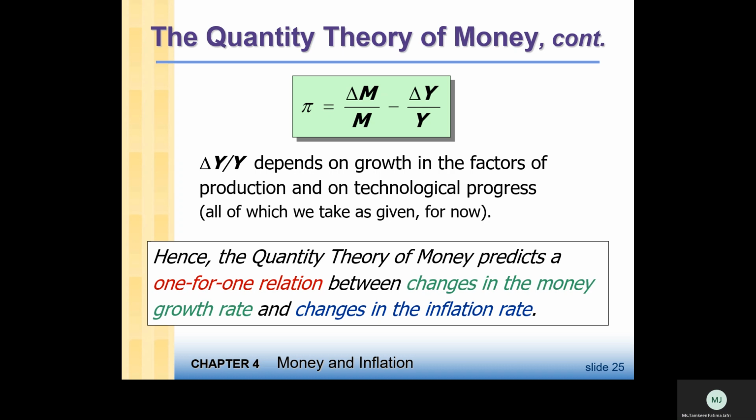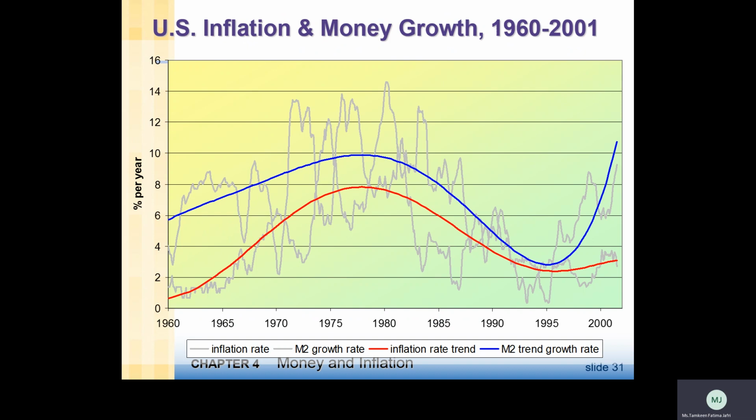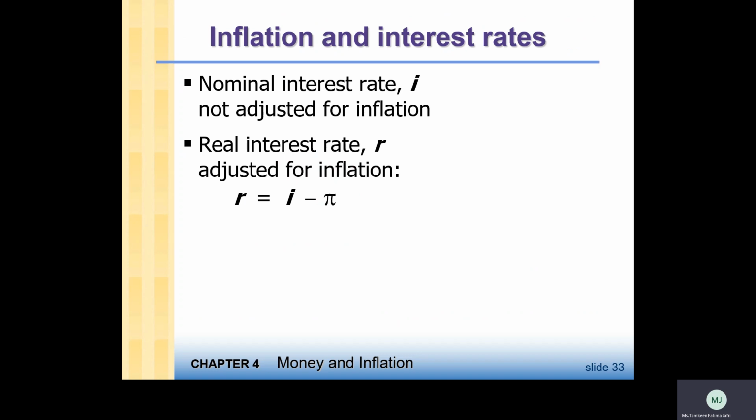Now there are a few slides that I'm going to skip because I've already covered them. And we're going to start off with a new concept, which is the relationship between inflation and interest rate. Now, there are two types of interest rates. One is the nominal interest rate, which is denoted by I. This is not adjusted for inflation. It is the stated interest rate, the quoted interest rate.